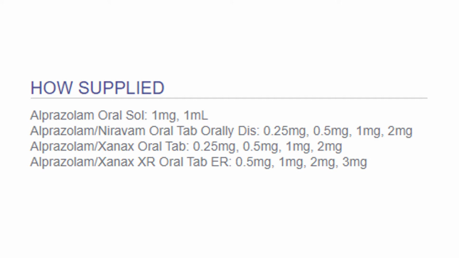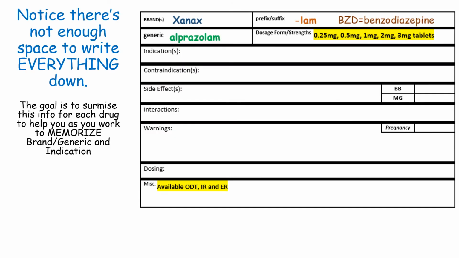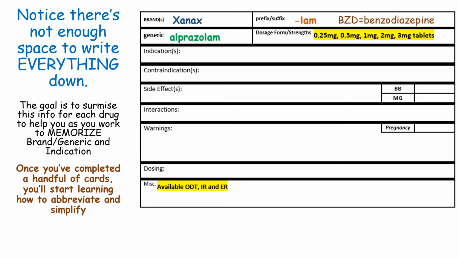So this, I just captured a screen capture from Hippocrates. When you click on how supplied, there you see it. It's the oral solution, oral tablet, and then oral tablet. This one says disintegrating, and then you have it as oral tablet in an ER dosage form. Notice there's not enough space to write everything down.